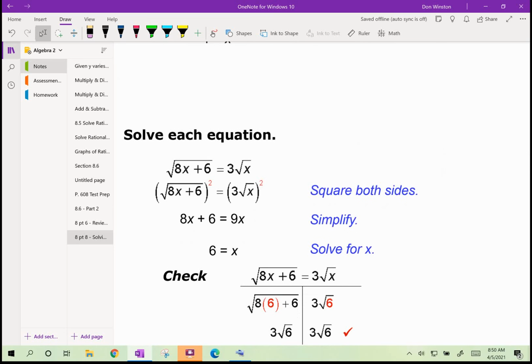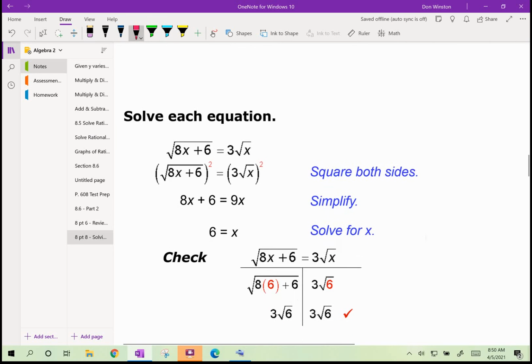Again, the next one, I have the square root of 8x plus 6 equals 3 times the square root of x. So again, the radicals are already isolated. So I square both sides. I'll get 8x plus 6 equals 9x, and then x is equal to 6.